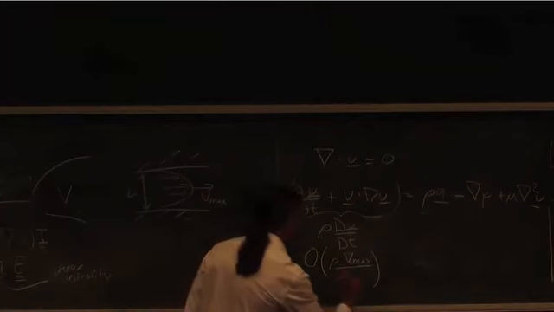How do we get time? Distance is speed times time. So time is a length divided by a speed. So L over V max. So that looks like density times maximum velocity over length.